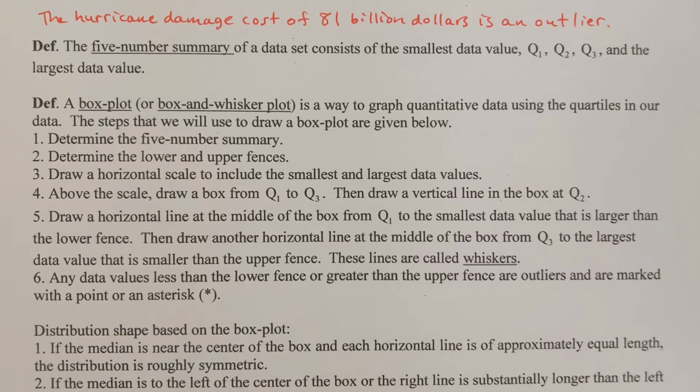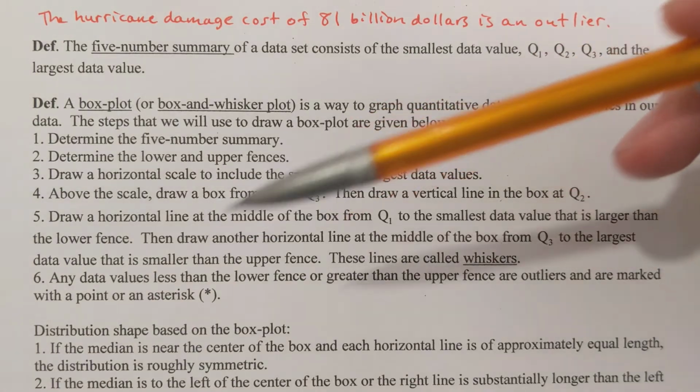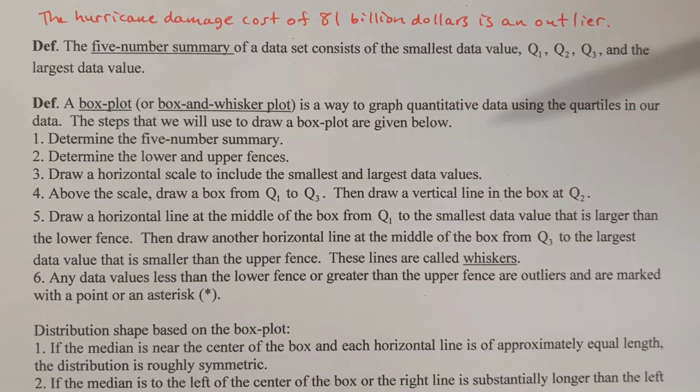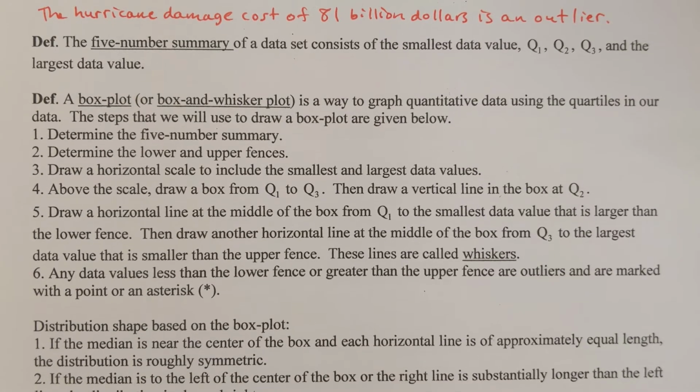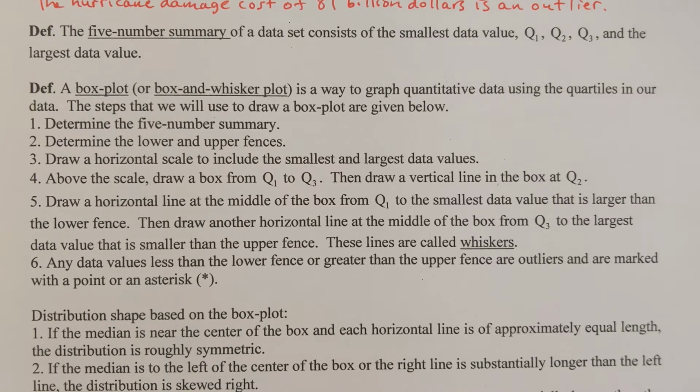The steps that we will use to draw a box plot are given here. Step 1, determine the 5-number summary. Step 2, determine the fences. Step 3, draw a horizontal scale to include the smallest and largest data values. Step 4, above the scale, draw a box from the first quartile to the third quartile, then draw a vertical line in the box at the median.